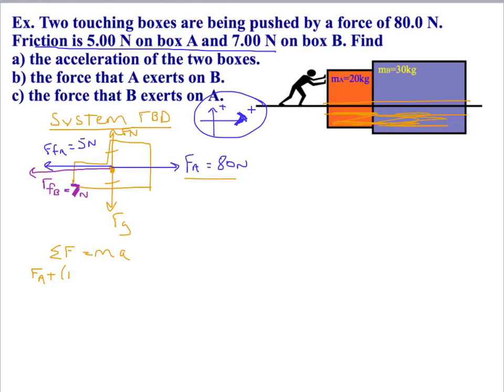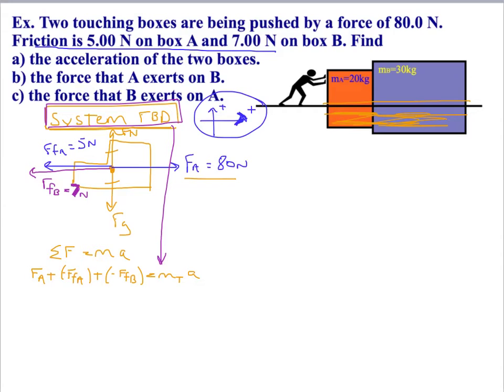So here we could say negative FFA plus negative FFB is equal to MA, M total times A. The reason I'm saying M total is because it's a system free body diagram. Whatever object or objects I'm looking at, that's the mass that goes in here. So what I'm looking at up here dictates what mass is going to go in there. It also dictates what forces are acting on it.